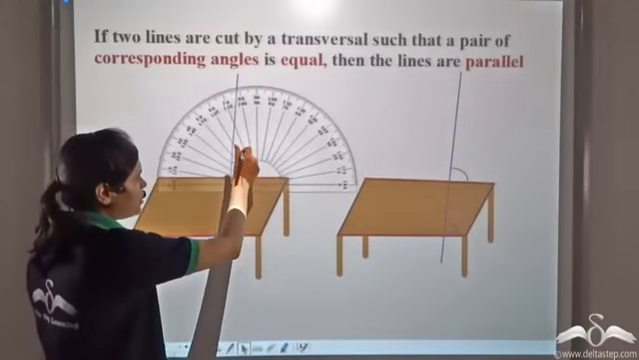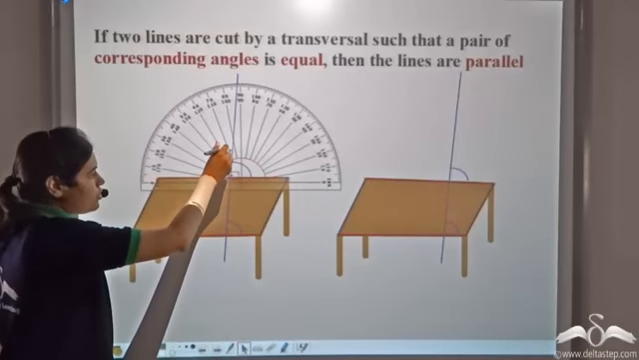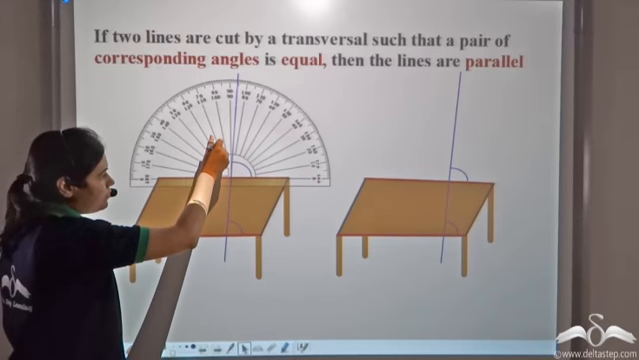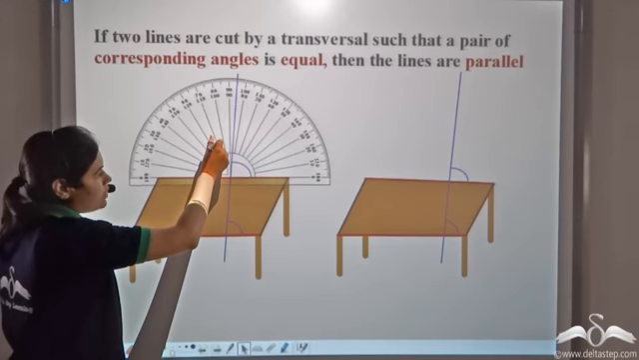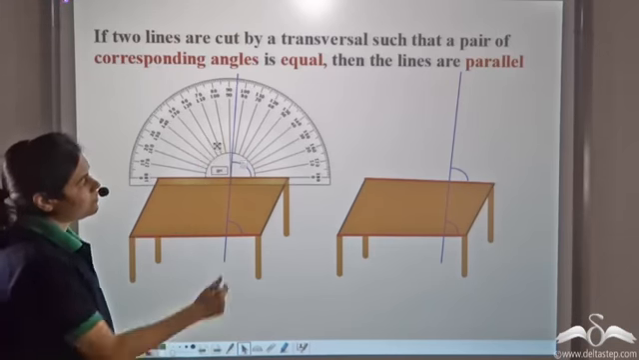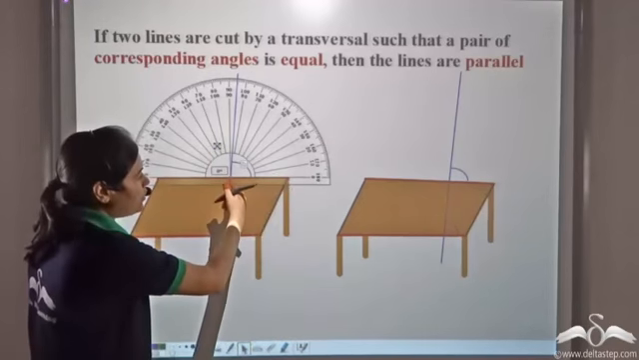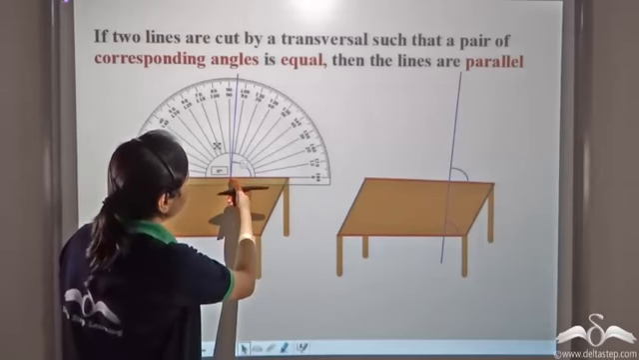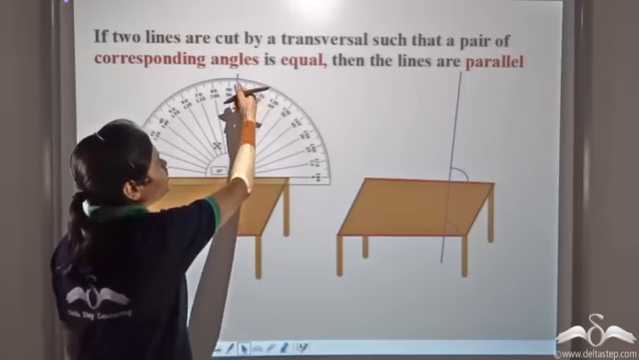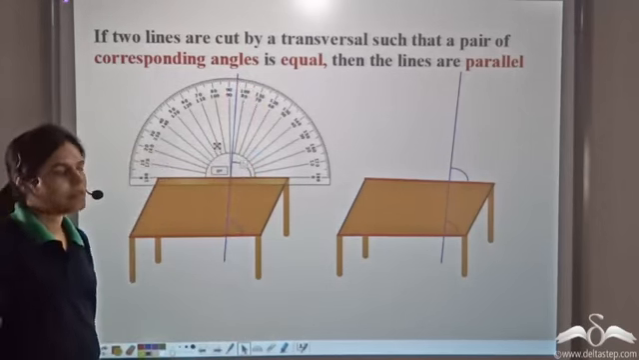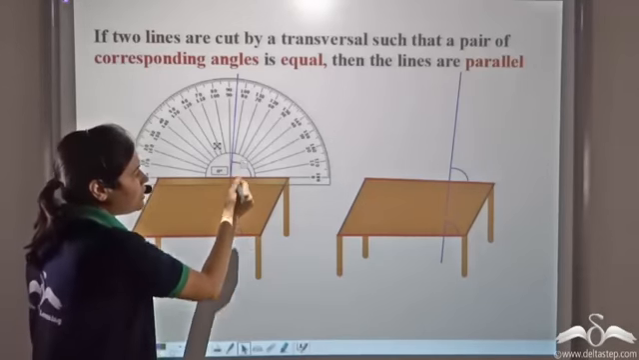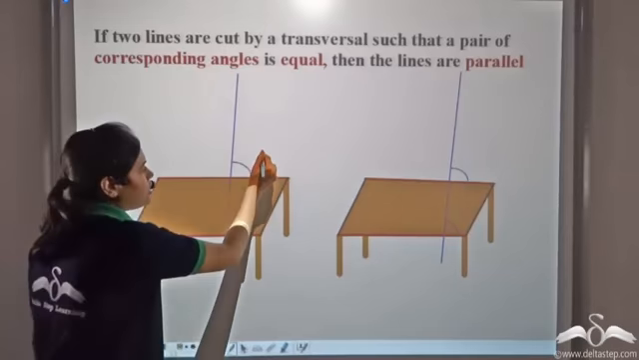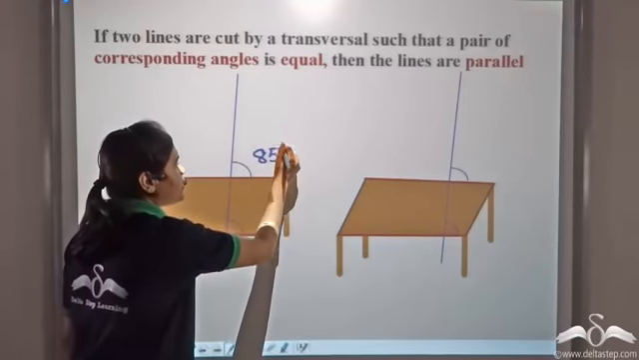And first let's measure this angle. So I keep the center of the protractor on the vertex of the angle. The 0 line coincides with this arm. We see that the other arm corresponds to 85 degrees. So we can say that this angle is 85 degrees.